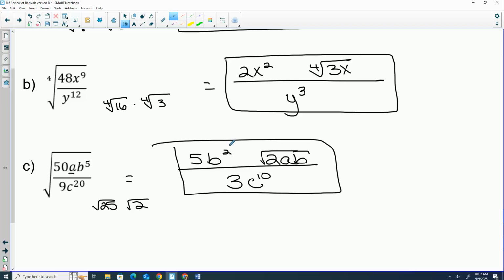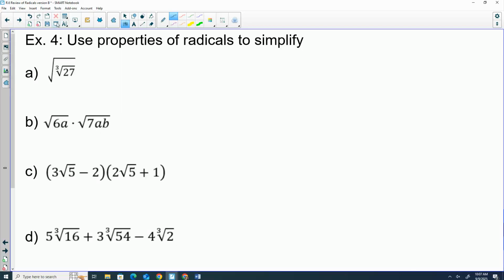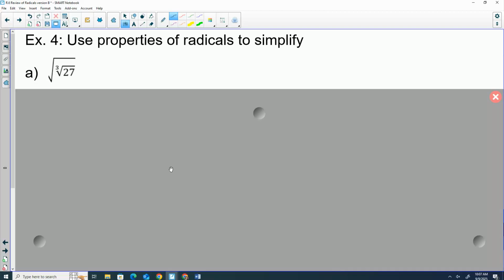What questions do you guys have on those? Let's use our radicals to simplify some expressions.